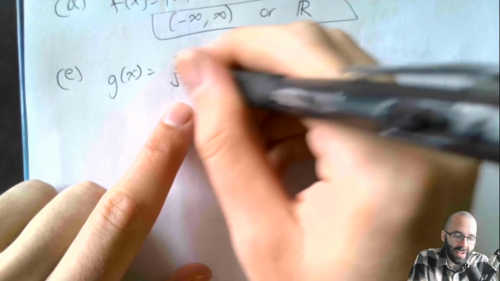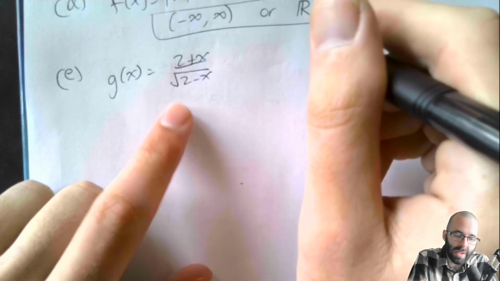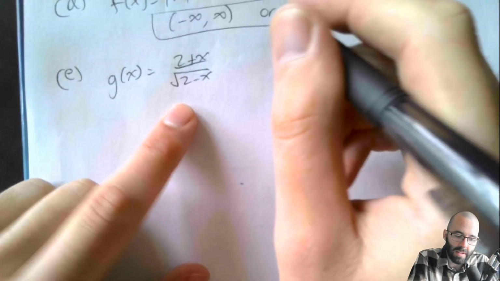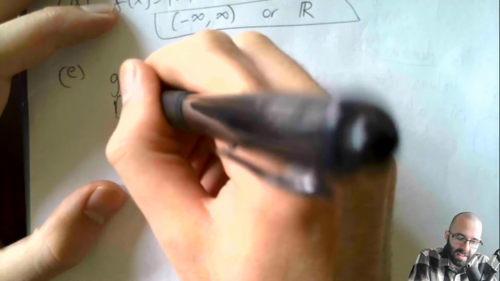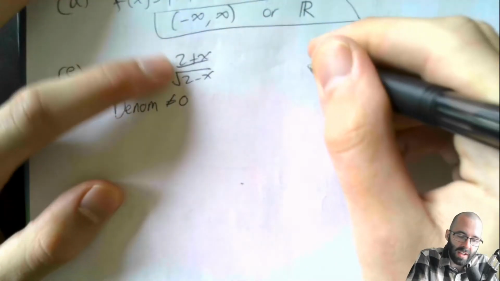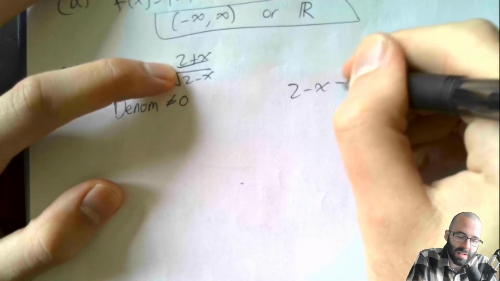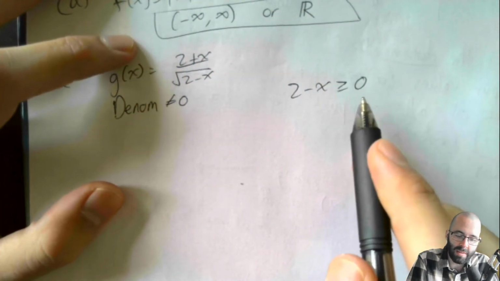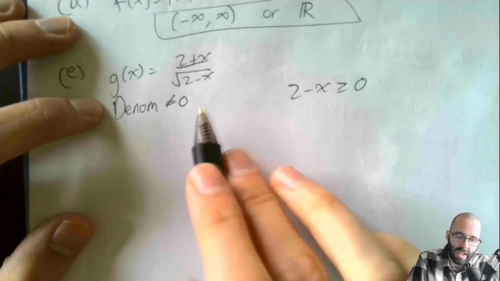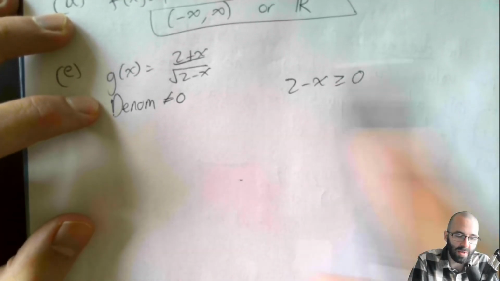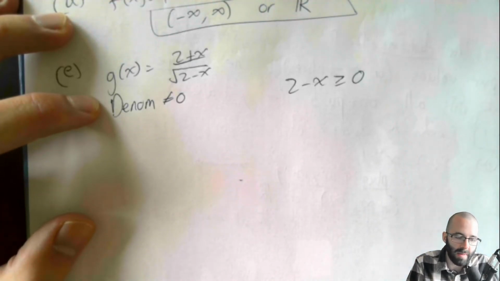So we have two things, right? We have a denominator and we have a square root. So we need two things: the denominator cannot be 0, and the inside of the square root has to be positive or 0. So this time we have two things going on, so we just approach these individually and then try to combine them.